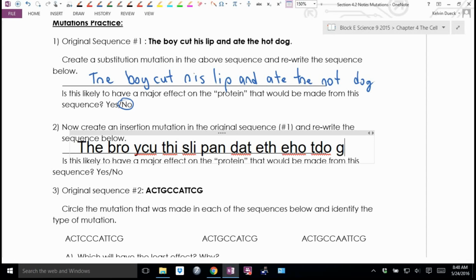There's an example of an insertion or an addition mutation. All I did, Ibrahim, is add one letter, but you can see everything is out of place now. Do you think this would have a fairly major effect? Yeah. Okay.